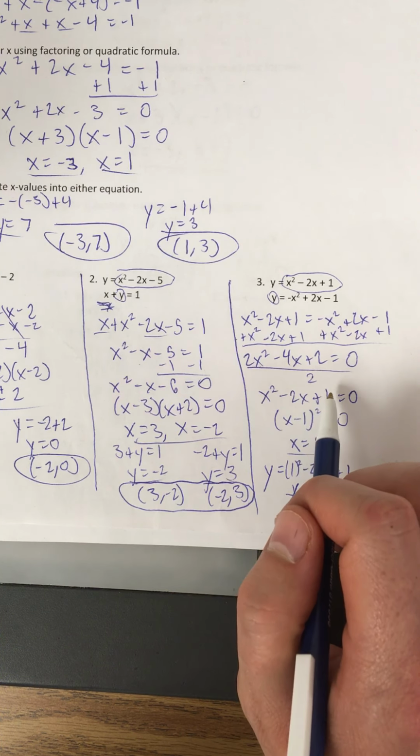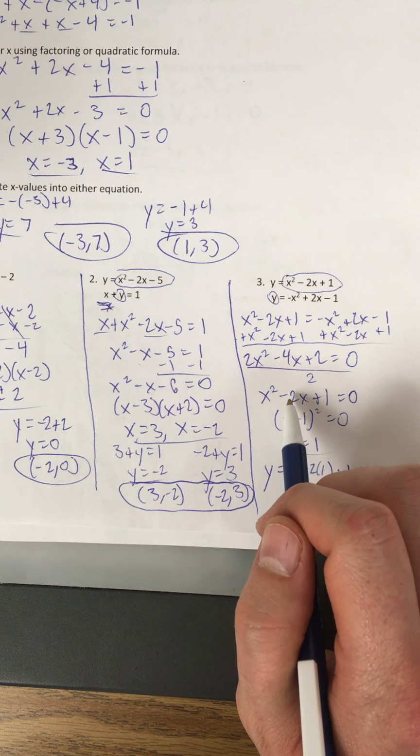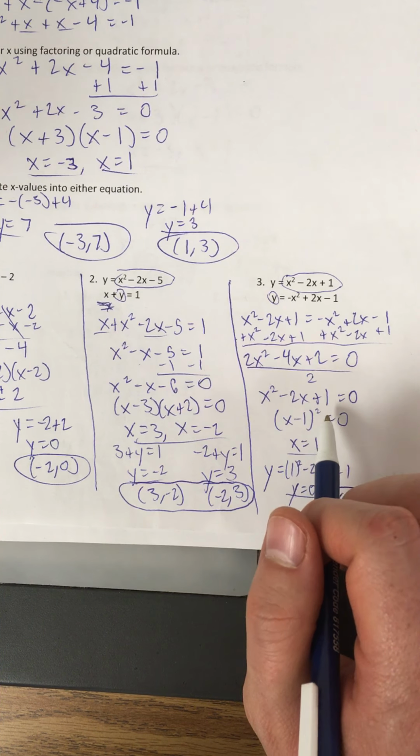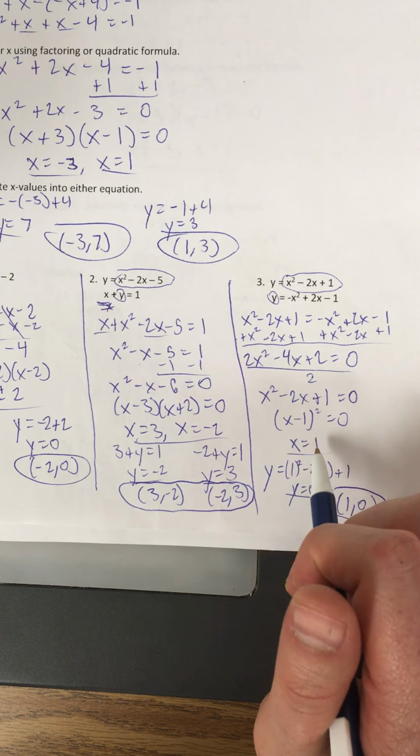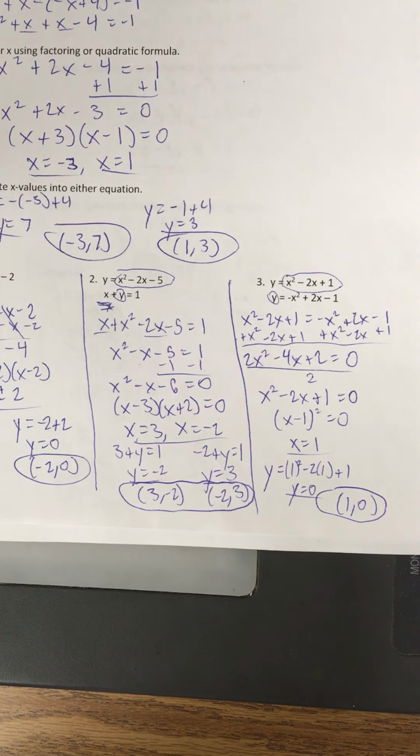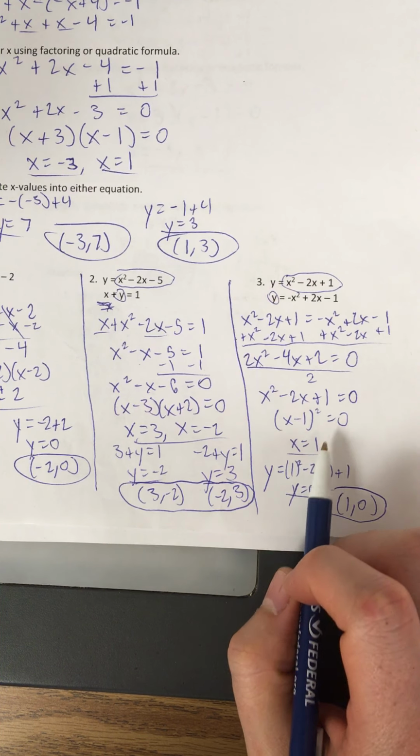Now factor that, numbers that multiply to give me 1 and add to give me negative 2. That's x minus 1 and x minus 1. Or you could just write x minus 1 squared. So the answer, you only get one answer this time. You get x equals 1, 2 times. And so plug in that 1 in for x.